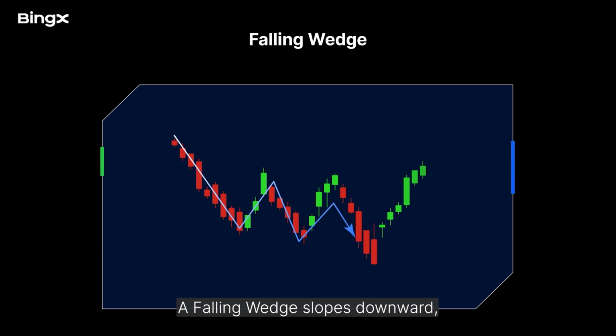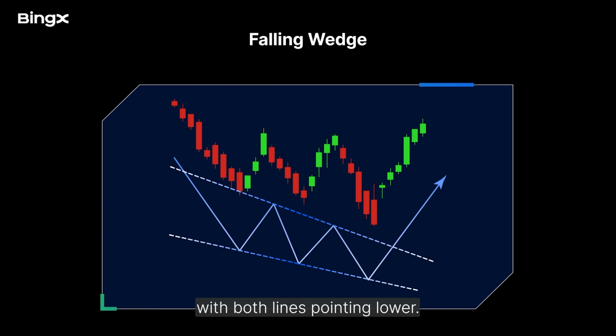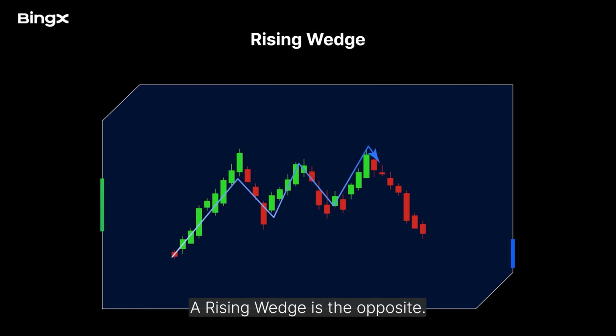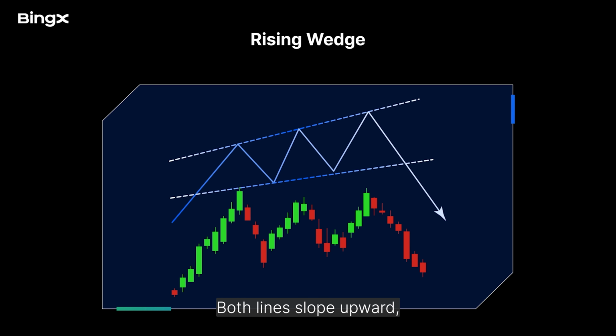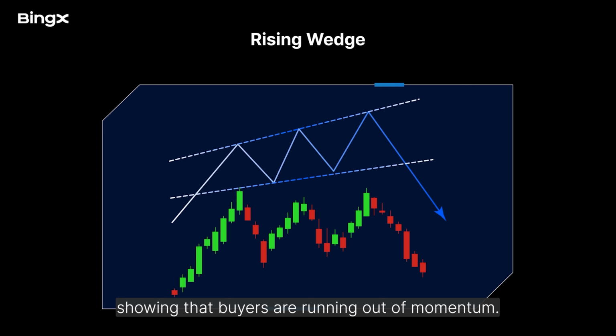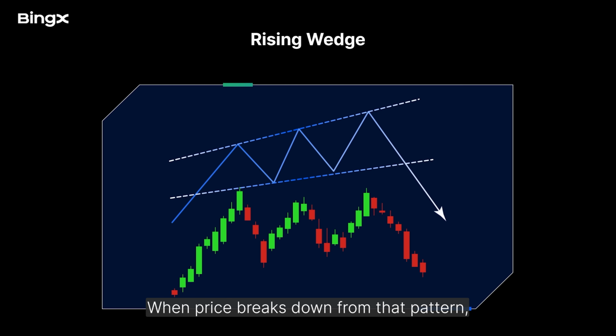Finally, let's look at wedges, which often signal a shift in trend. A falling wedge slopes downward with both lines pointing lower. It shows sellers are losing control. When price breaks upwards, it often signals a bullish reversal. A rising wedge, however, is the opposite. Both lines slope upwards, showing that buyers are running out of momentum. When price breaks down from that pattern, it usually signals a bearish reversal.